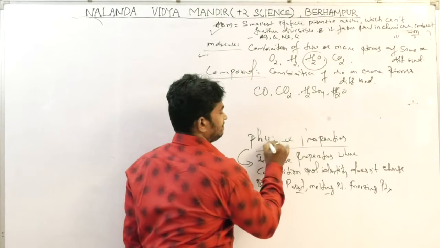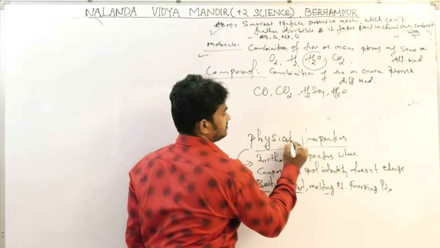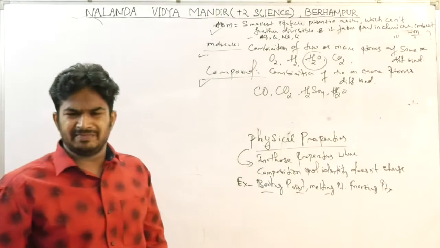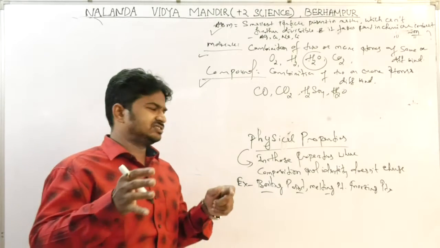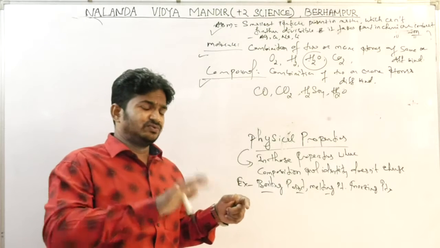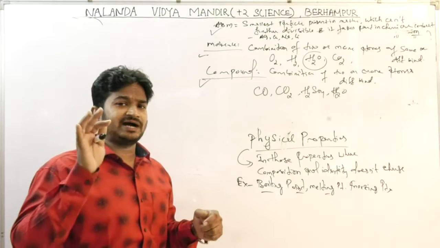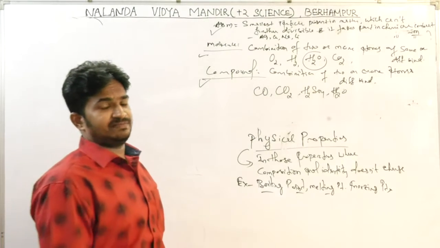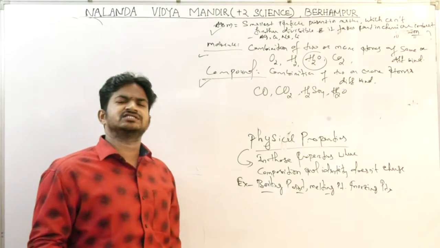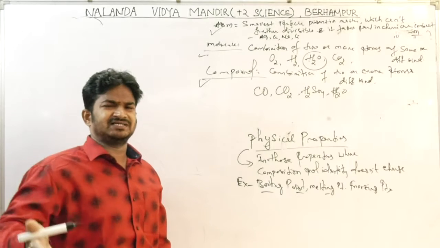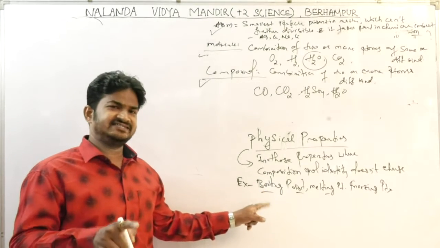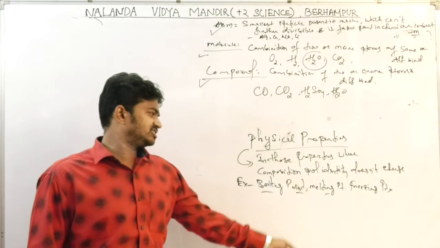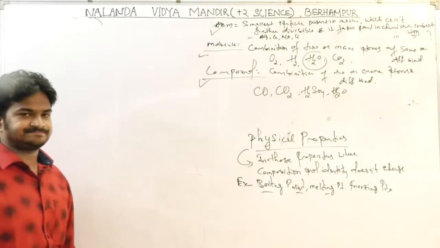Physical properties of matter are those properties in which there is no change of identity, that is, the chemical composition of the matter. Any changes that take place where the identity and composition do not change are physical properties. For example, boiling point, melting point, freezing point, etc.